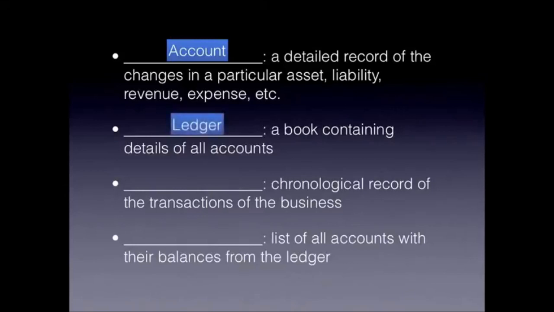The ledger is a book that contains details of all these accounts. The journal is a chronological record of the transactions of the business. And we typically will journalize transactions first, and then we post transactions to the ledger. And the trial balance is a list of all the accounts with their balances from the ledger. And in the trial balance, we want to ensure that all of our debit balances equal our credit balances.